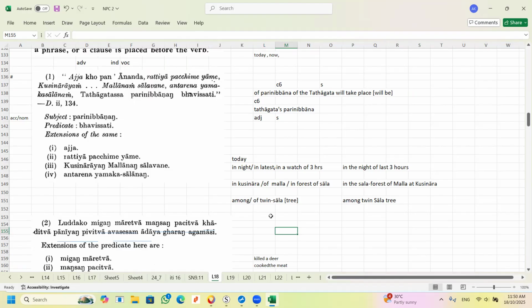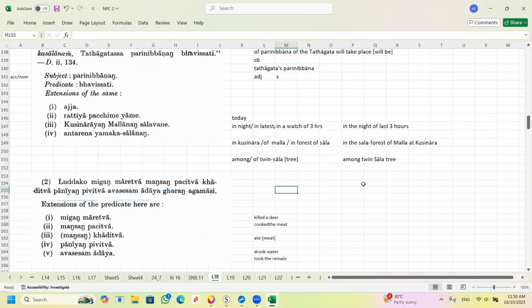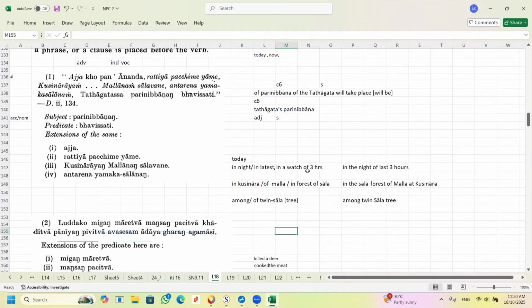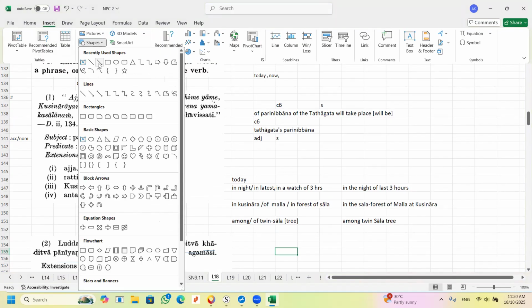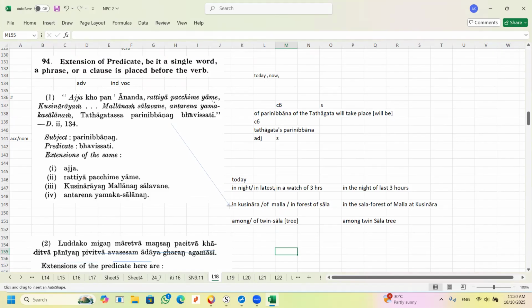Okay, what happened is like this one. I don't know why I put this. I also cannot remember. Pass away between two Sala trees, correct? In the Sala forest of the Mallas. Okay, this is the one. Now I remember. Sometimes alone, I cannot remember. I think this is what will happen.